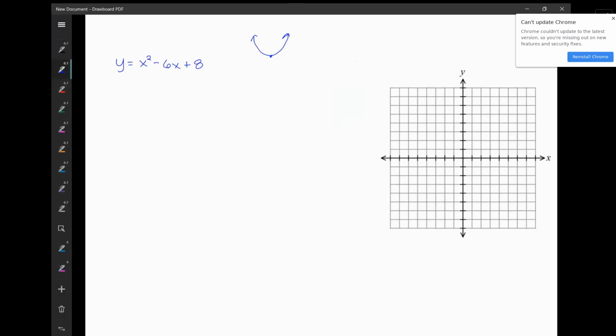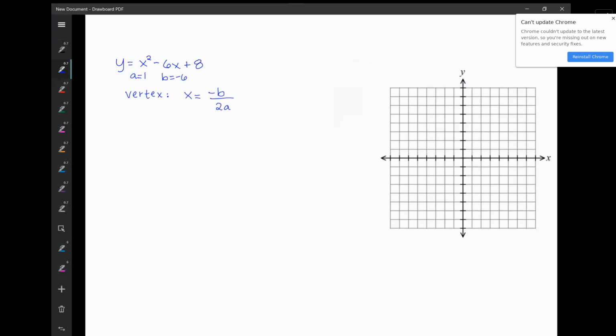where the function changes direction. So to find the vertex, we're going to start by finding the x-coordinate. The x-coordinate will be the opposite of b over 2 times a. So b is the number in front of the x term. So notice this says negative b. So here we have a equals 1. If you don't see a number in front of x squared, then a is 1. There's 1x squared there. B is negative 6.